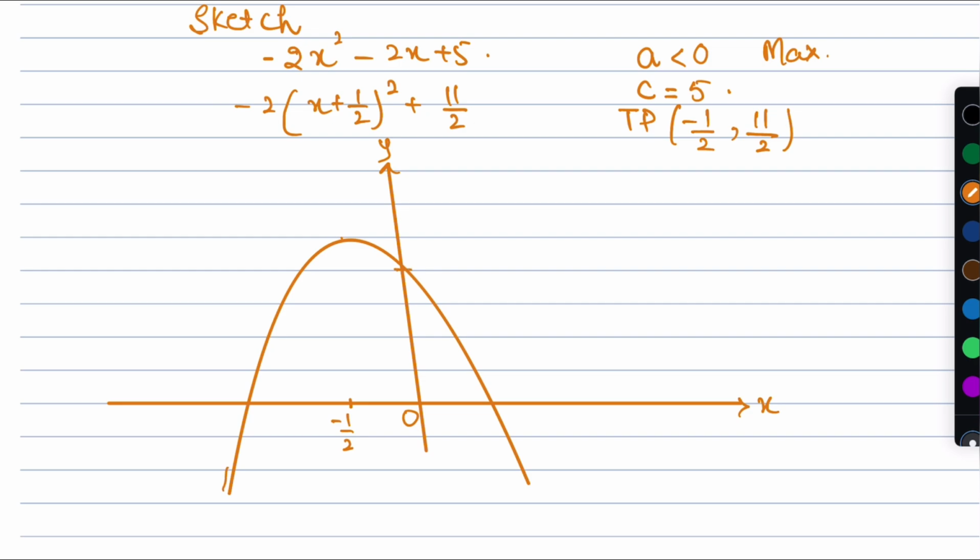So I can very well sketch the maximum turning point curve having the turning point as negative 1 by 2 and 11 by 2, which is 5.5, 11 by 2 on the positive y-axis, and also I have the y-intercept, which is 5 here. So this is how very easily I can sketch my quadratic curve with a maximum turning point. So this was my turning point coordinate here. So this is again how easy it becomes to sketch the curve with respect to the completed squared form of the quadratic expression.